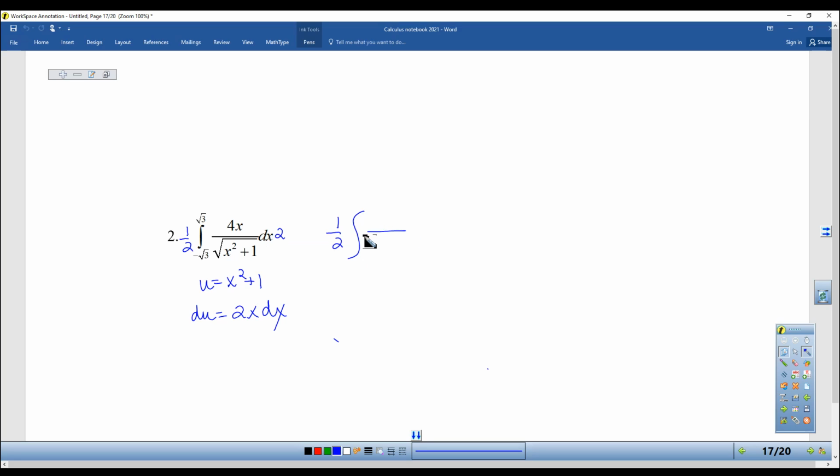So this 4, I'm going to bring it to the outside. So I have my 4, my 1/2, but my x, my dx, and my 2 made my du. And I'm going to convert this to a fractional exponent. I'm going to go one more step and change it to u to the negative 1/2 du.